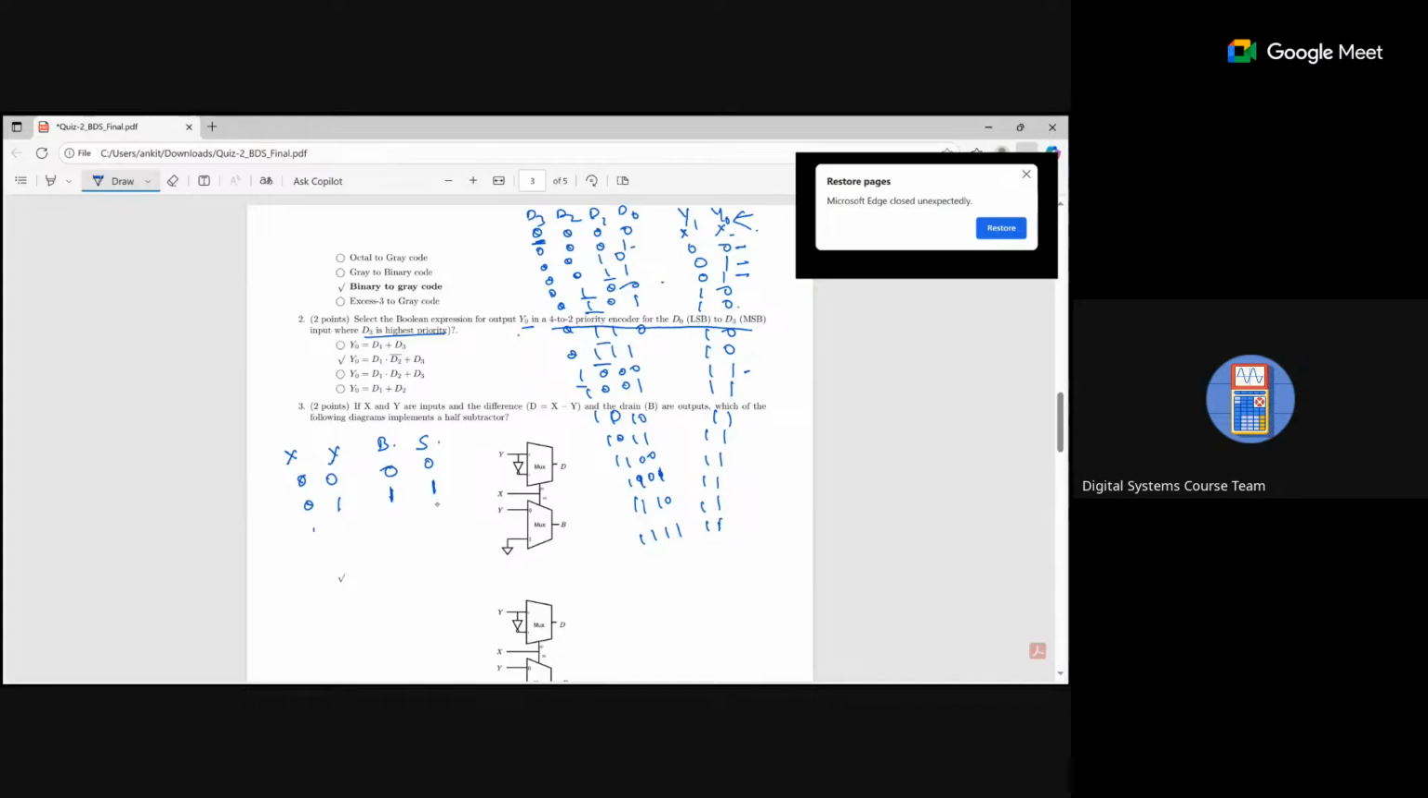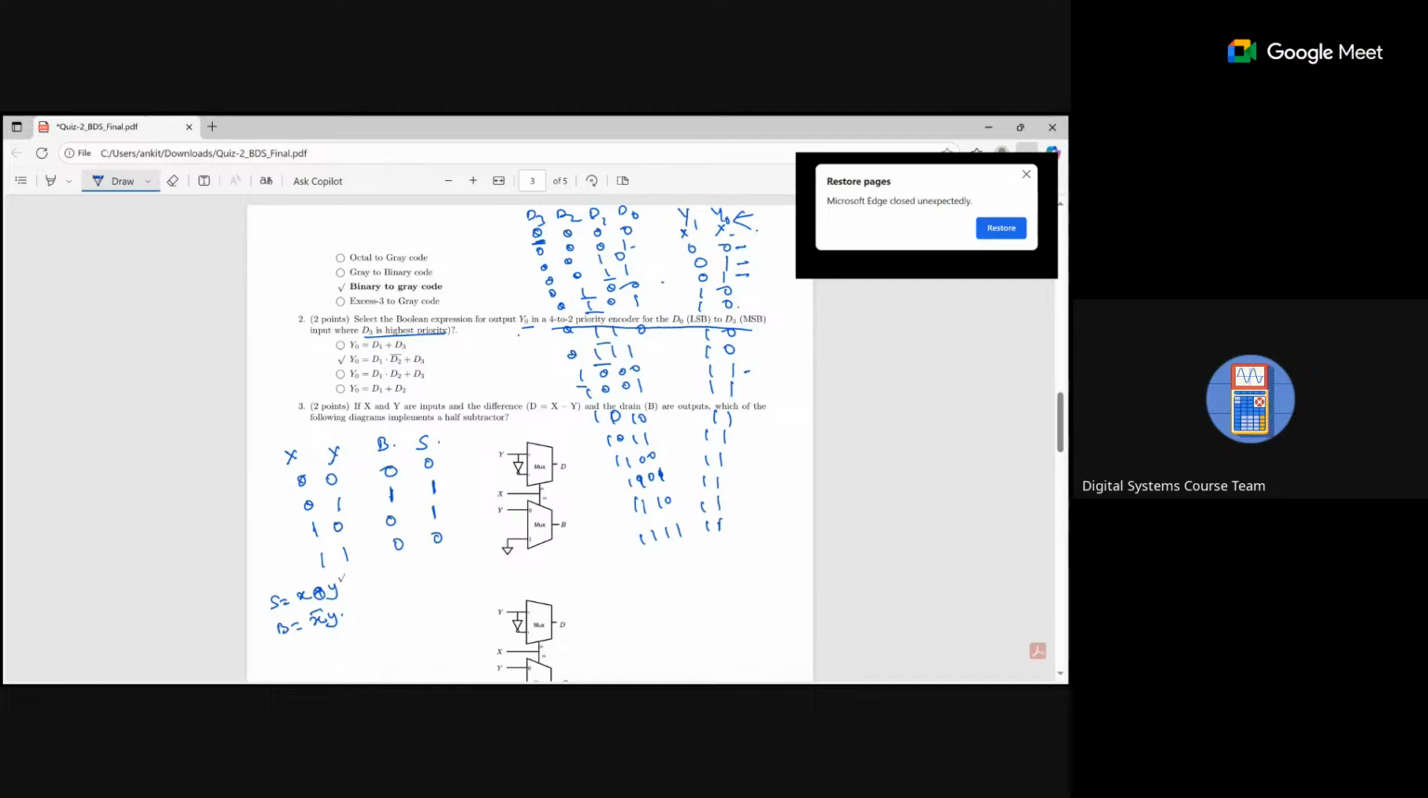When it is 1, 0, so 1 minus 0, subtract is 1 and borrow is 0. And when it is 1, 1, subtract is 0 and borrow is 0. So the equation for subtract is X XOR Y, and for borrow it is X bar Y.